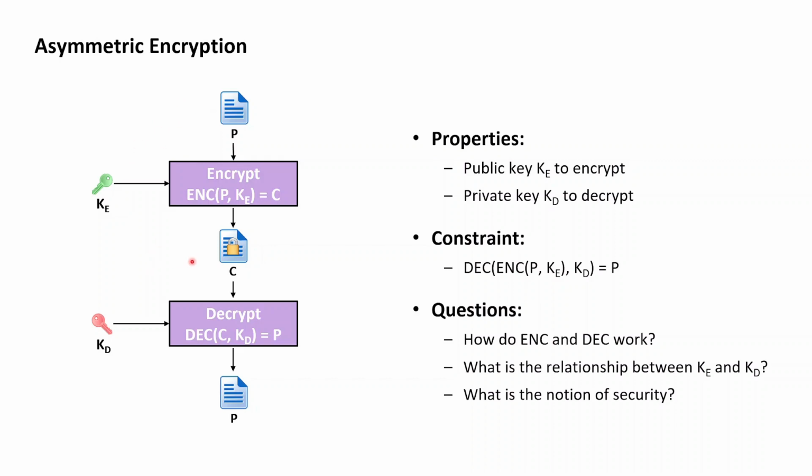This ciphertext looks to anyone without knowledge about the private key like a random piece of data. However, the owner of the private key associated with the public key used for the encryption can then use this private key to decrypt the ciphertext back into the original plaintext. The questions that we have left to answer are: how do the encryption and decryption processes now work within asymmetric encryption systems? What is really the relationship between an asymmetric public key and its corresponding private key? And what is the notion of security associated with asymmetric encryption processes?